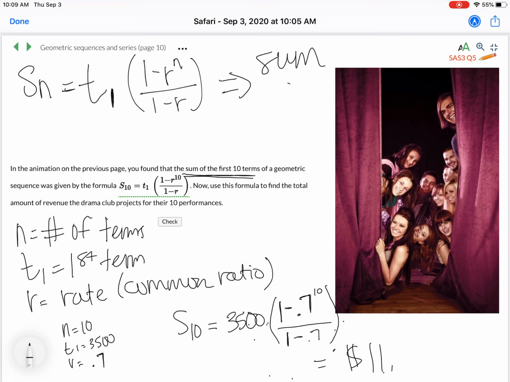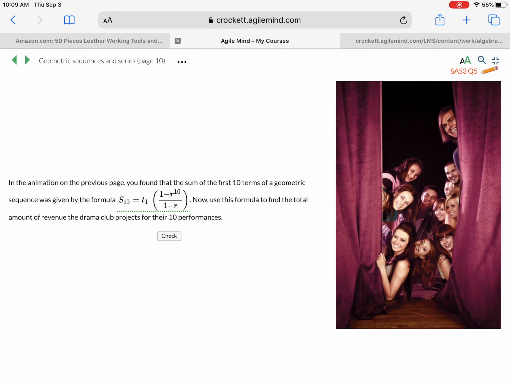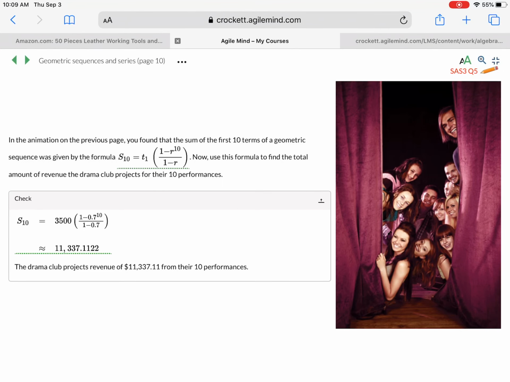you should get $11,337.11. Okay? So that is the money that we would make for the total of our first 10 performances. Okay? Now I'm going to click off of this. I'm going to click check, okay, and there it is. Shows you the exact thing.